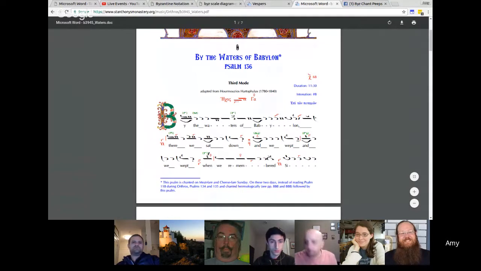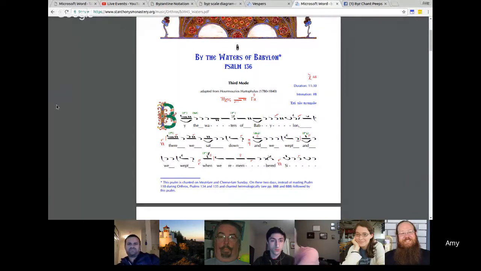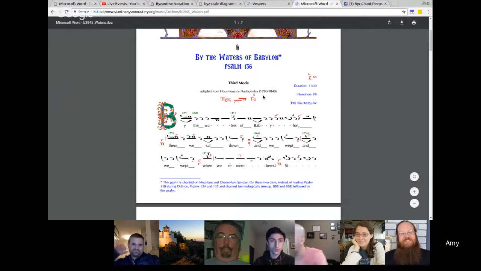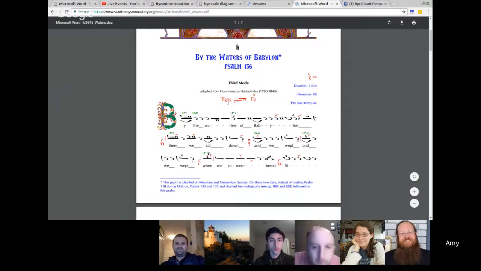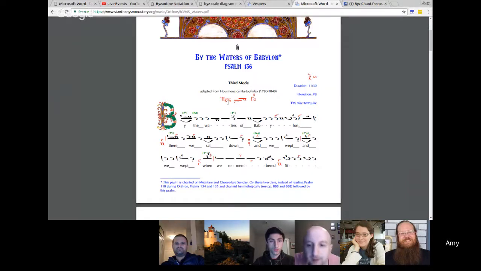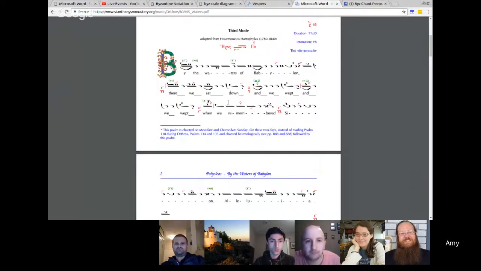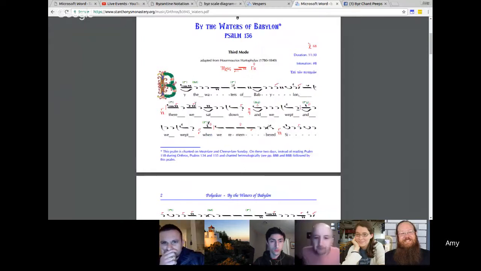As Polyeleos hymns for the Orthros. Okay, so third mode. This is telling us third mode here. When you look at the piece, the melody kind of revolves around Ga. So it usually comes back to Ga. Your jumps, you tend to jump from Ga to Zo quite a bit.